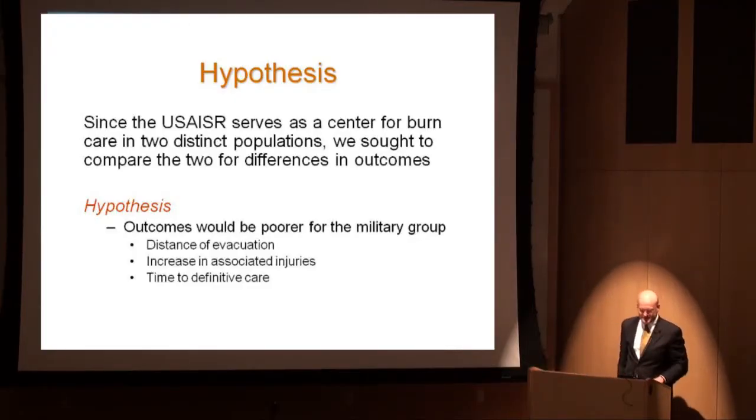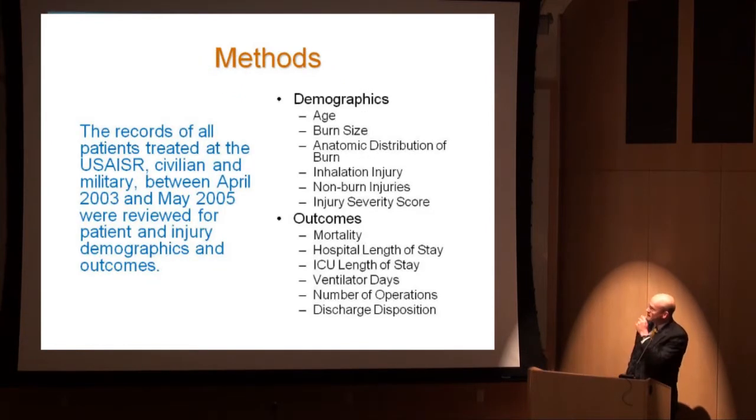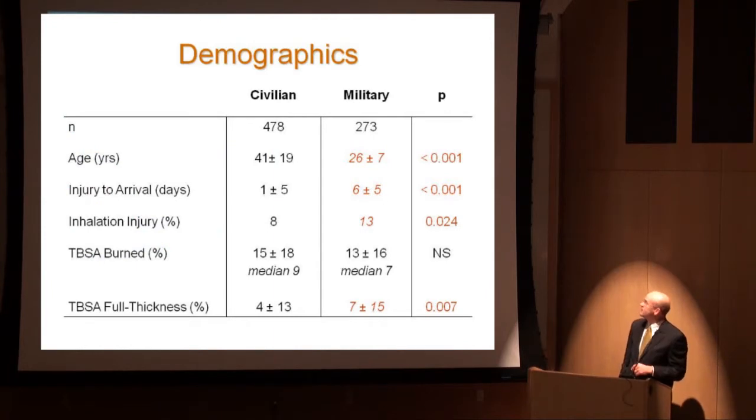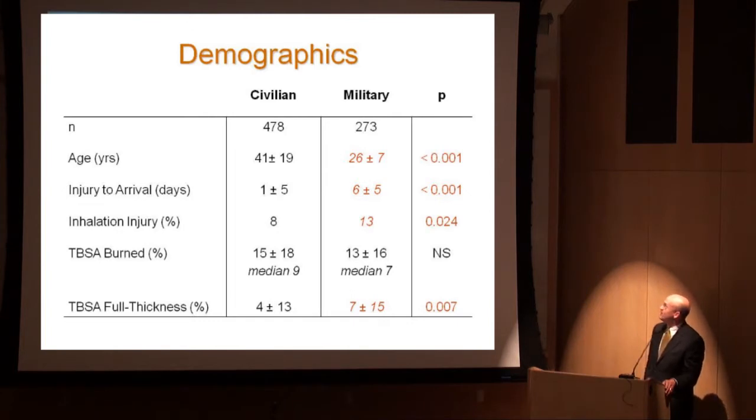There are other injuries that are going to happen, and then there's also the time of definitive care. So we reviewed all our records for these kinds of things: the age, burn size, inhalation injury, non-burn injuries, injury severity score, and then their outcomes, mortality, hospital length of stay, the usual stuff that you're used to seeing. And what we found is that, at the time that we did the study, we had about 250 military and about 500 civilians, and we found, not surprisingly, that the military population was younger.